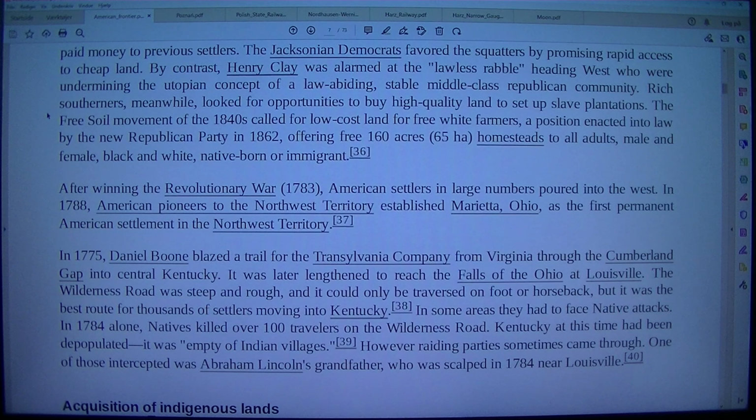Rich Southerners, meanwhile, looked for opportunities to buy high-quality land to set up slave plantations. The Free Soil movement of the 1840s called for low-cost land for free white farmers, a position enacted into law by the new Republican Party in 1862, offering free 160 acres, 65 hectares, homesteads to all adults, male and female, black and white, native-born or immigrant.